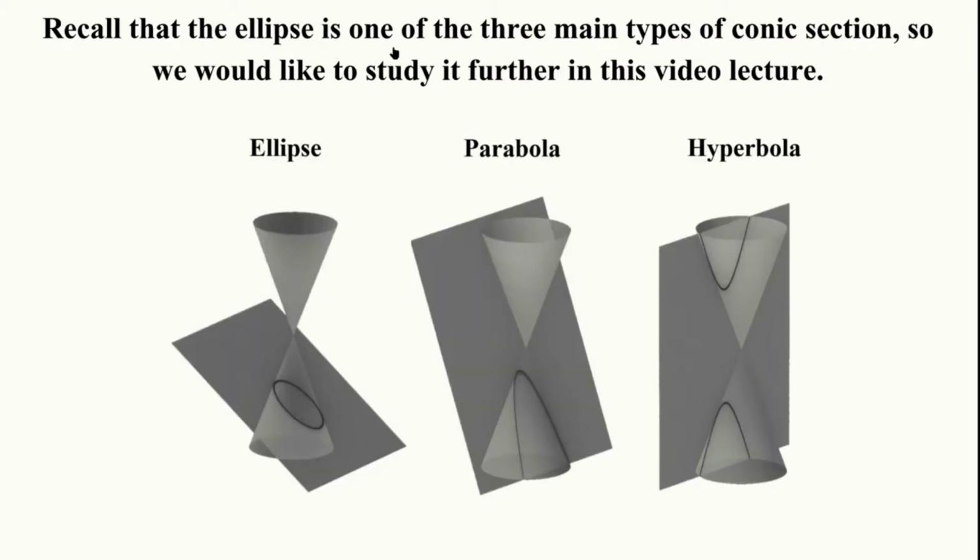Recall that the ellipse is one of the three main types of non-degenerate conic sections, so we would like to study it further in this video lecture. In our last video, we learned about the parabola. In this video, we'll learn about the ellipse, and in the next video, we'll learn about the hyperbola.